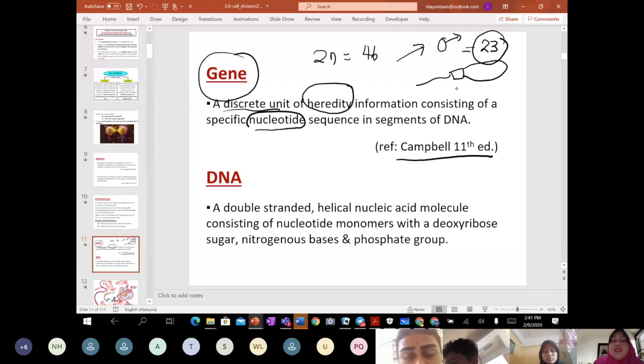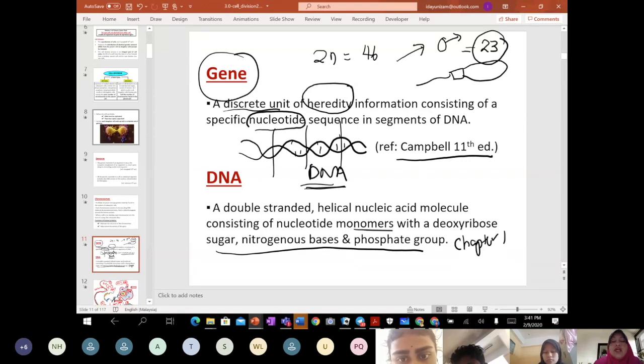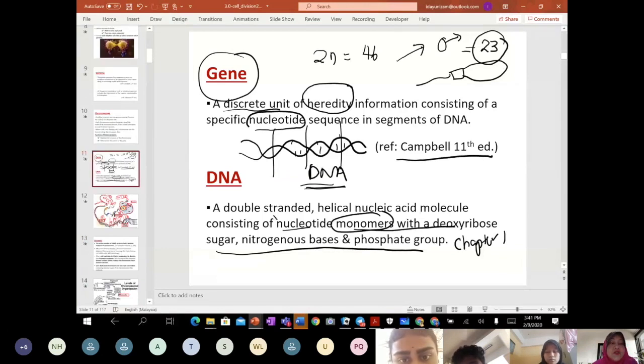Like teacher mentioned just now, why did teacher draw the double helix, class? Because this shows the DNA, and on the DNA itself there are many genes. And what is the monomer to build DNA? Of course, the nucleotide, that we have learned before. So this is DNA, what we have learned in chapter 1. You already know the monomer is the nucleotide.